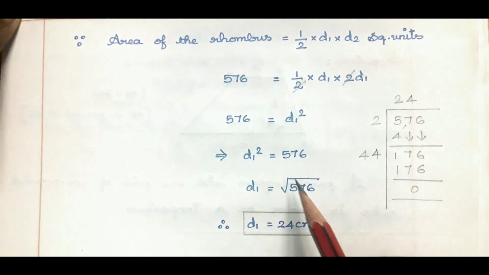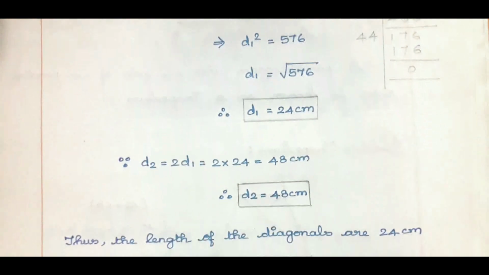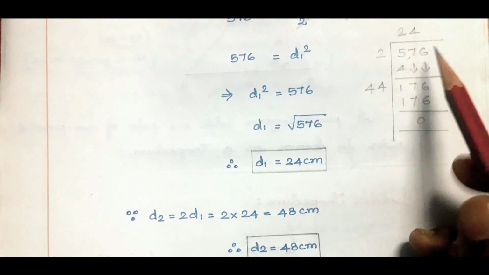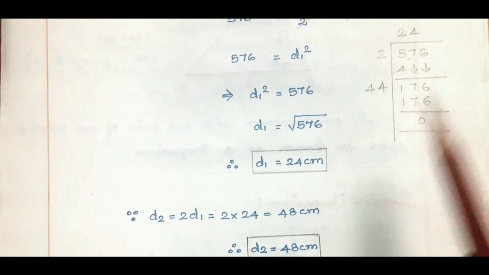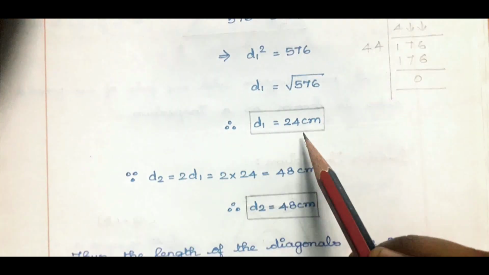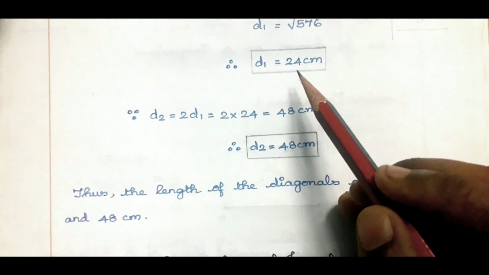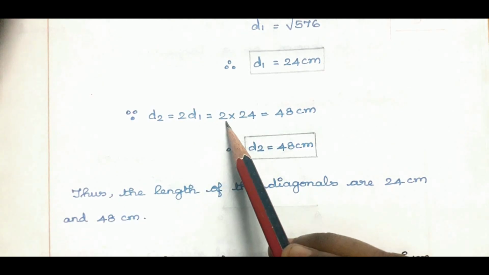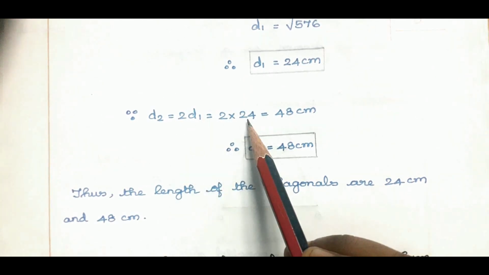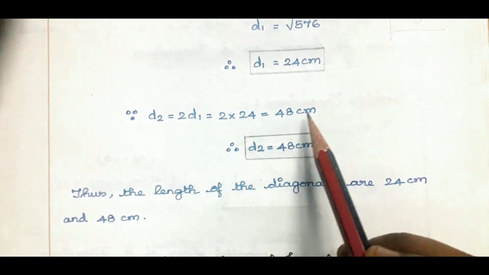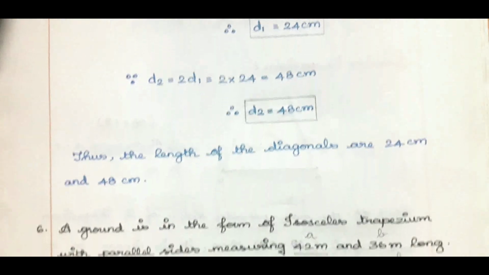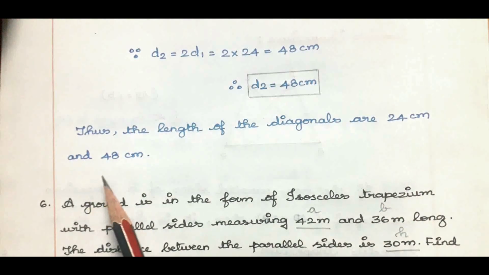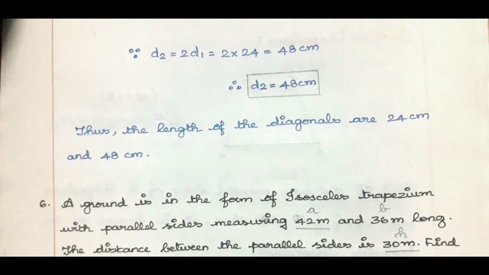Take the square to the other side, it becomes d1 is equal to square root of 576. When you take the square root, you will be getting 24. Therefore, d1 is equal to 24 centimeter. Also, since d2 is equal to 2 into d1, instead of d1 you substitute 24, we will be getting 48 centimeter. Therefore, d2 is equal to 48 centimeter. Thus, the lengths of the diagonals are 24 centimeter and 48 centimeter.